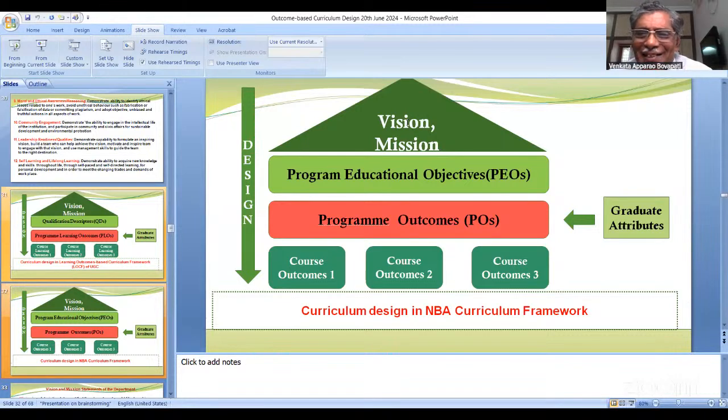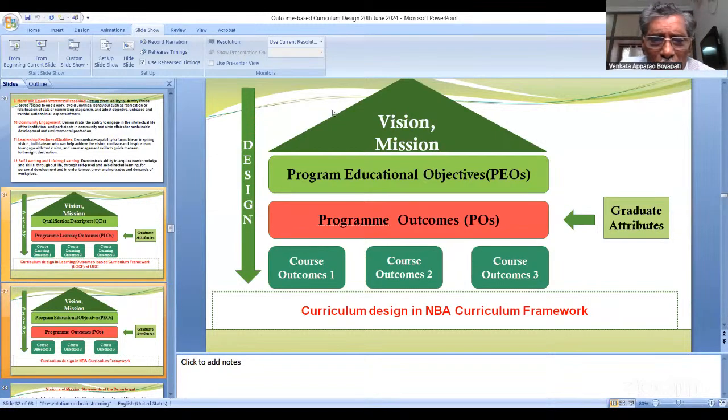Computer Science and Engineering should have its own vision and mission. The ECE department should have its own vision and mission. Please note this point. How we have to write all these, I shall also explain. First, what are the various components in the curriculum framework?